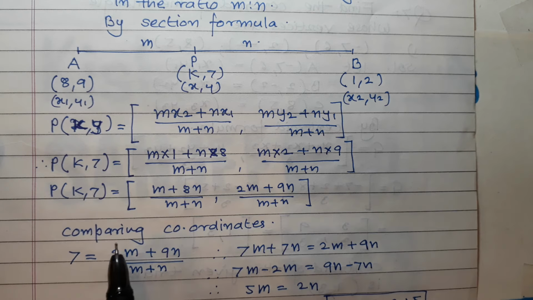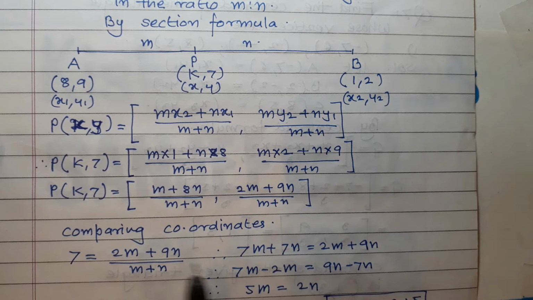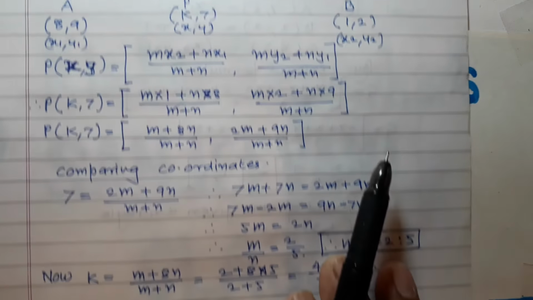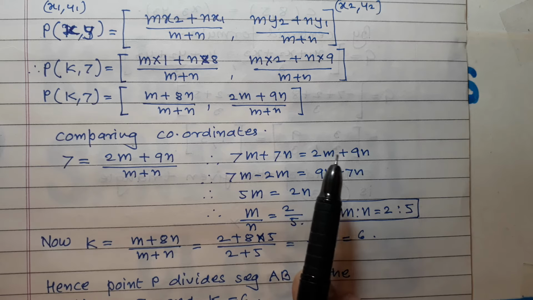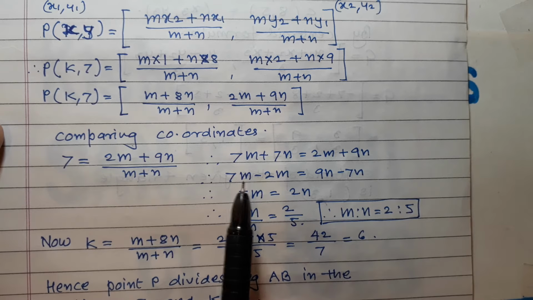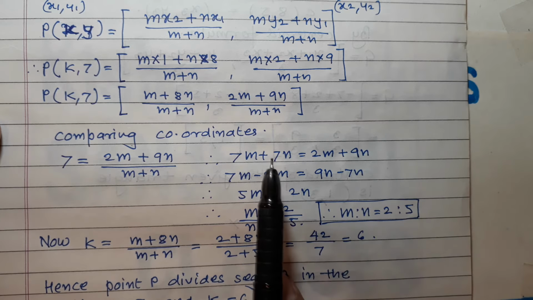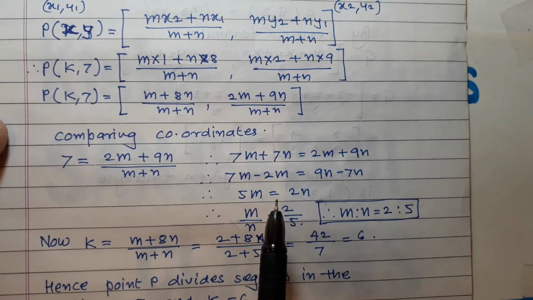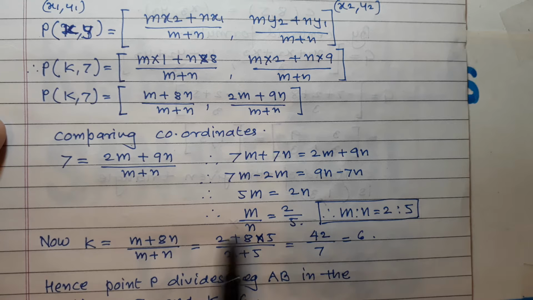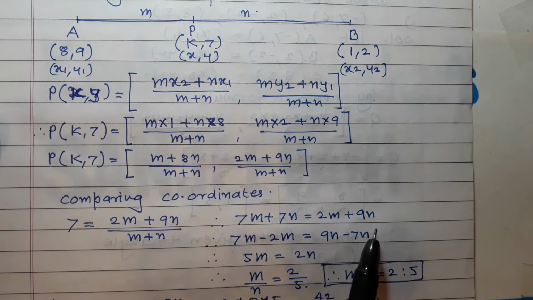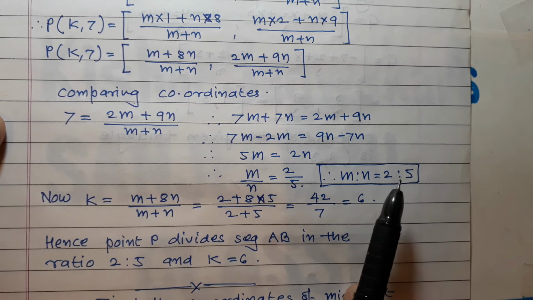Comparing coordinates, so 7 is equal to (2m plus 9n) upon (m plus n), and therefore, this you simplify, therefore 7m plus 7n is equal to 2m plus 9n, and therefore 7m, this 2m you transfer to this side, so 5m is equal to 2n, and therefore m upon n is equal to 2 upon 5, and hence point P divides segment AB in the ratio m:n, that is 2:5.